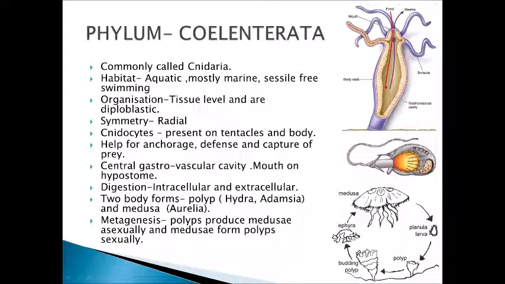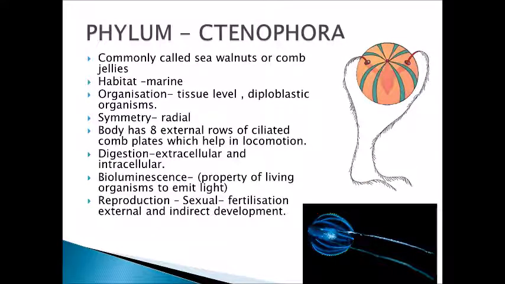So this is the phylum Coelenterata. The next phylum is Ctenophora. This group of organisms is commonly called sea walnuts or comb jellies. Habitat is marine, with tissue level organization, and the organisms are diploblastic. Radial symmetry is seen in these organisms.